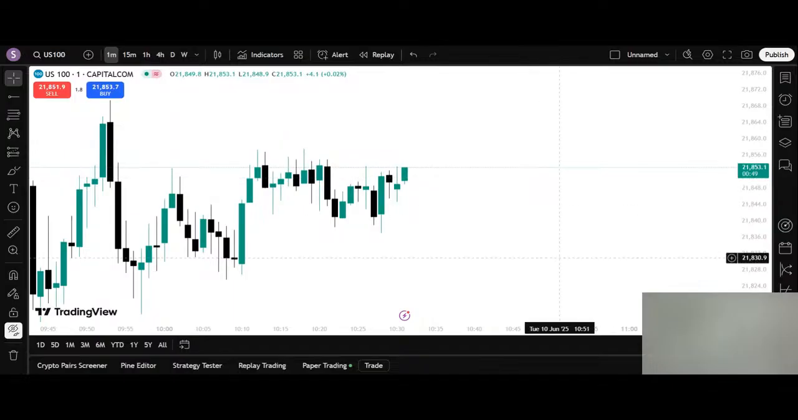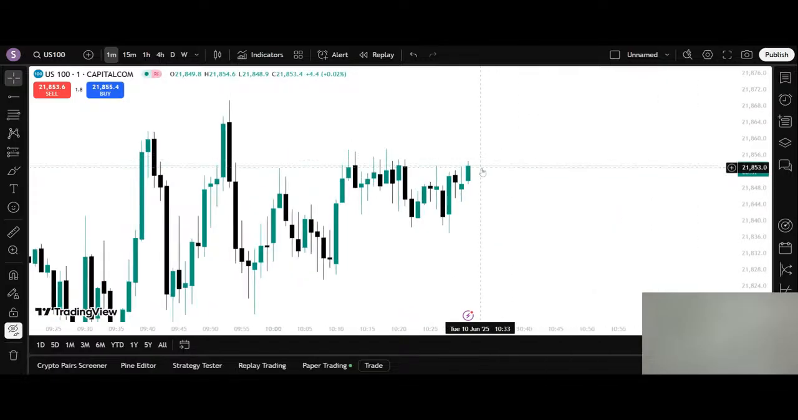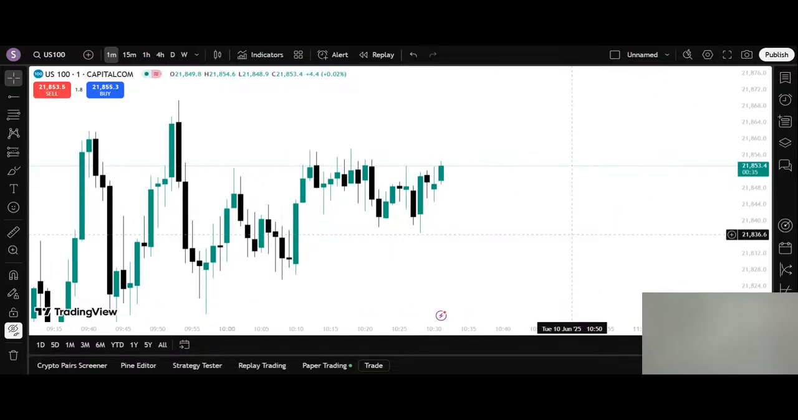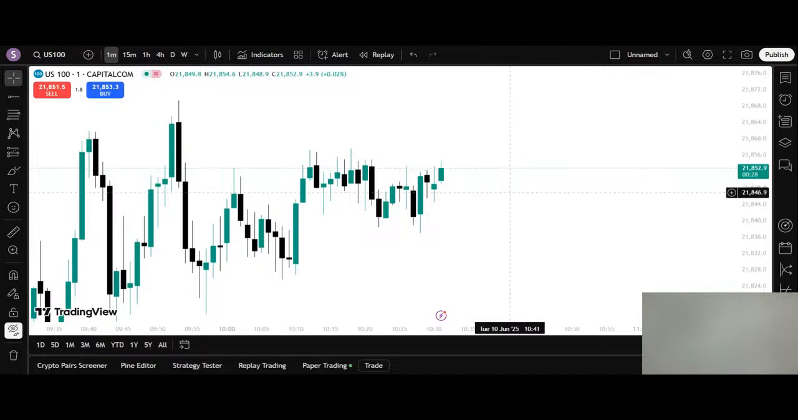Maybe we can find a trade at around 10:45 to 11. Now it's 10:31. As I told you earlier, I don't really like trading in this time frame around 10:30 to 10:45. You should also avoid trading in this time frame because price makes fake outs and doesn't really do anything. It just kind of manipulates you.